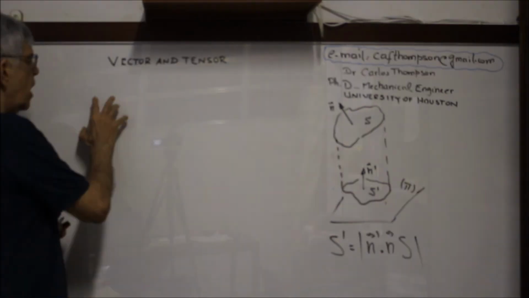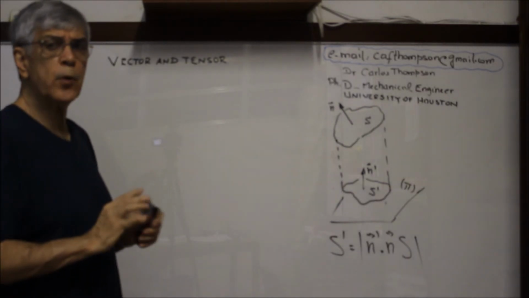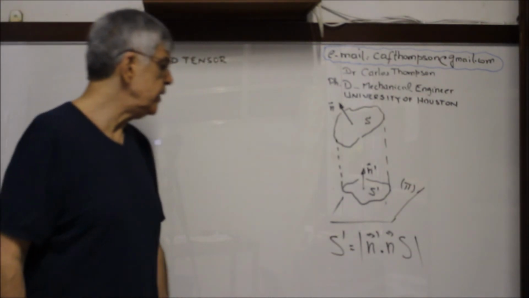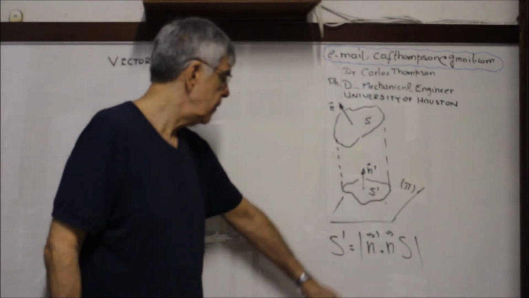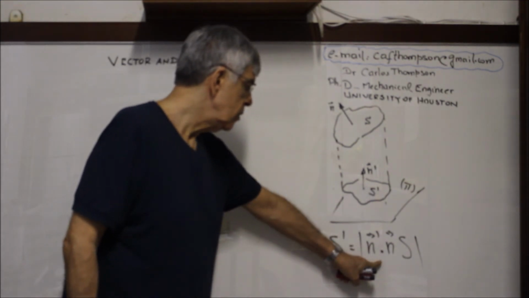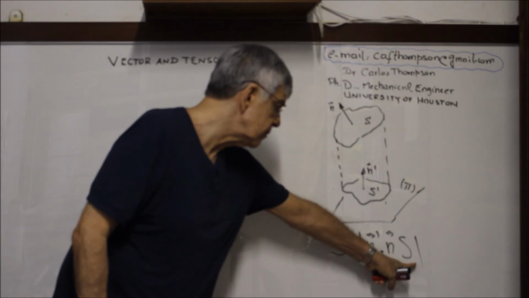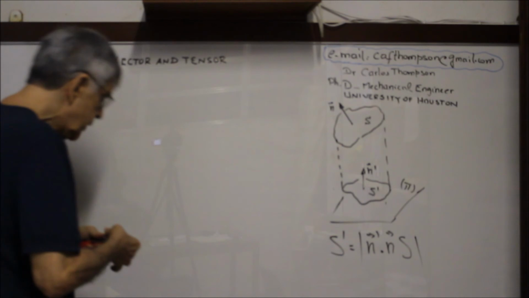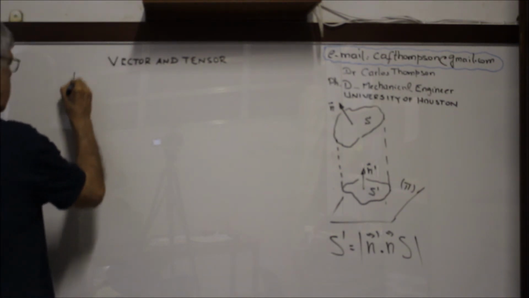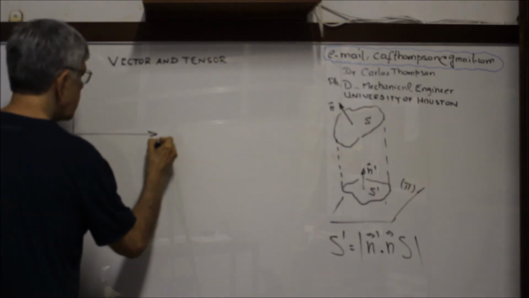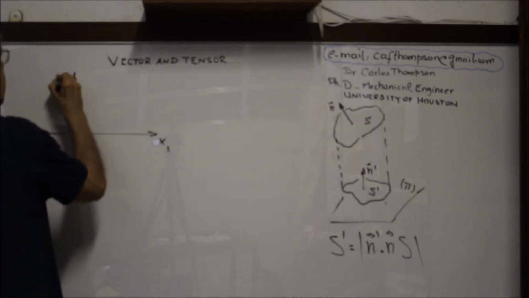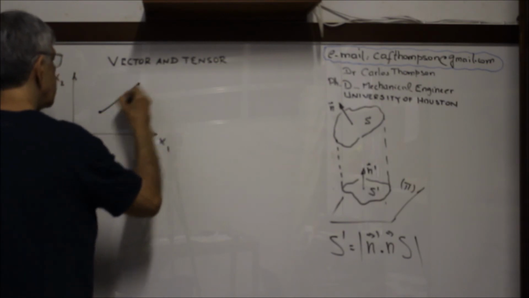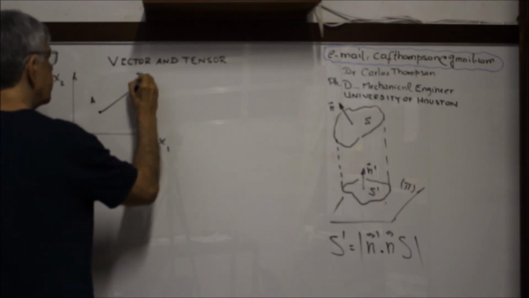I will give a very simple example just to explain why we need a dot product between the normal to the area S and the area S prime. Let's suppose we have the x1 axis and x2 axis, and we have a segment here, AB.